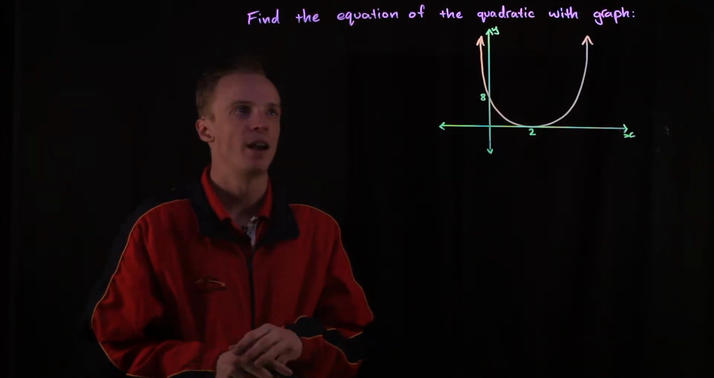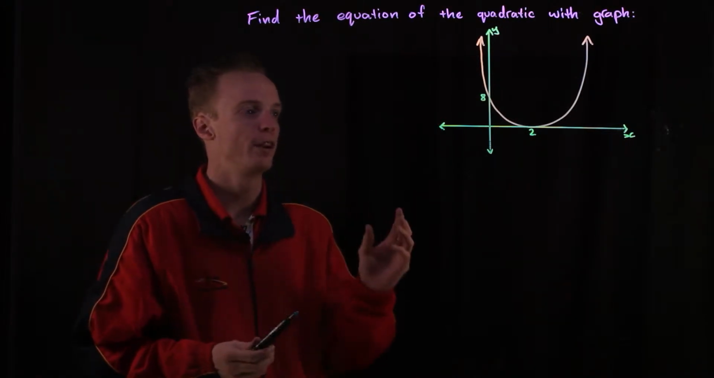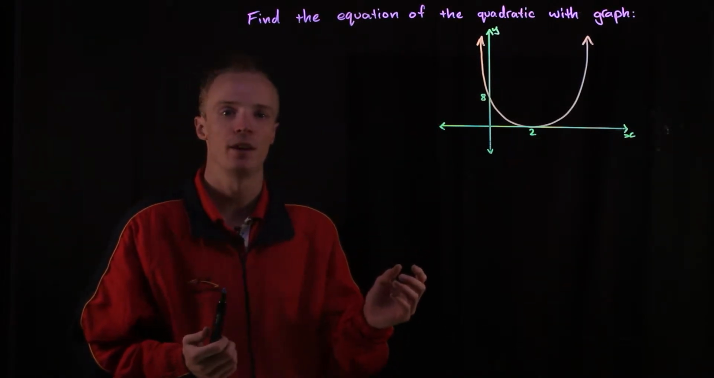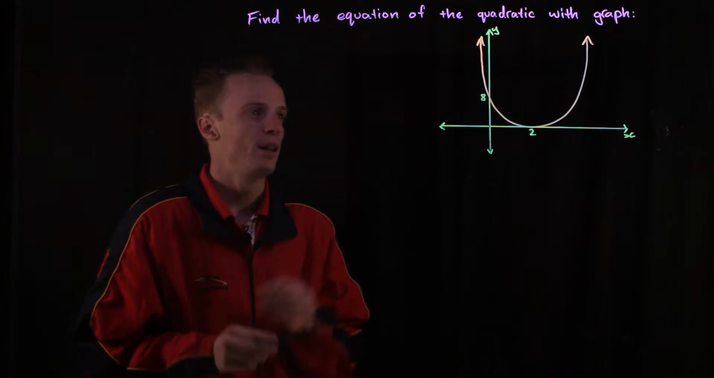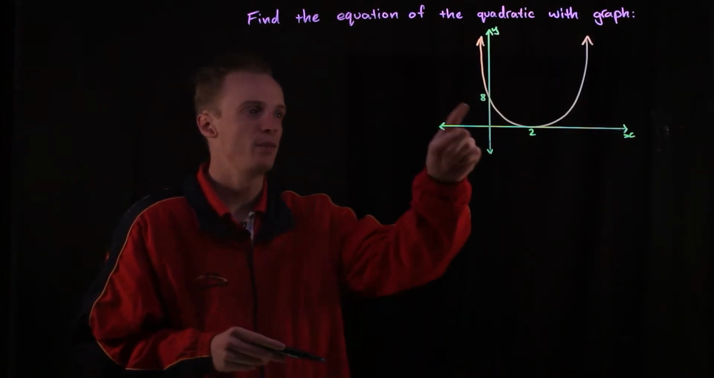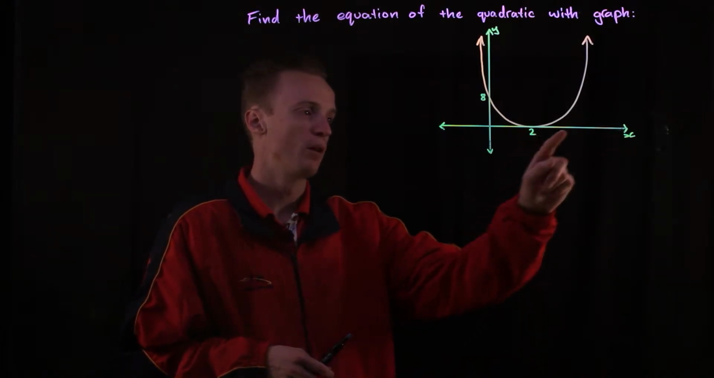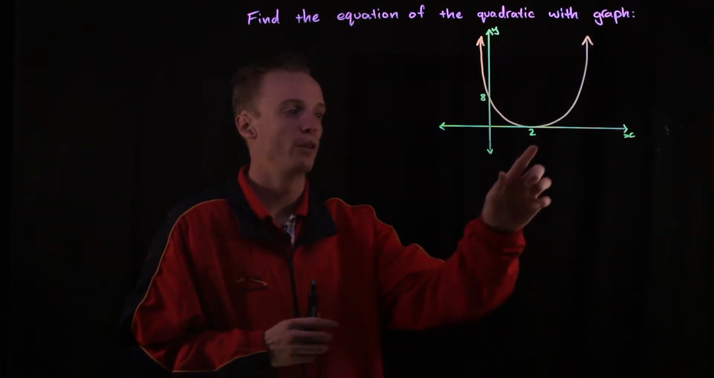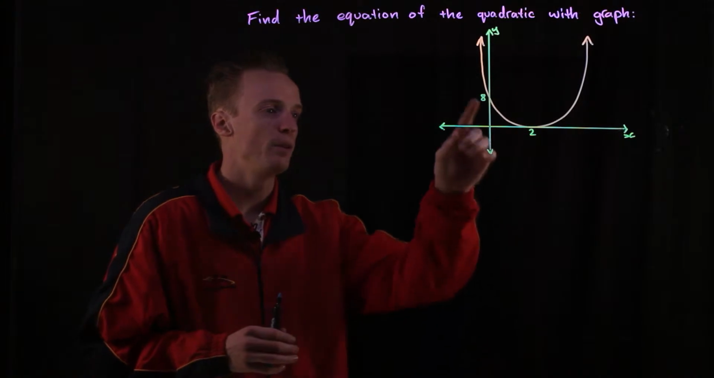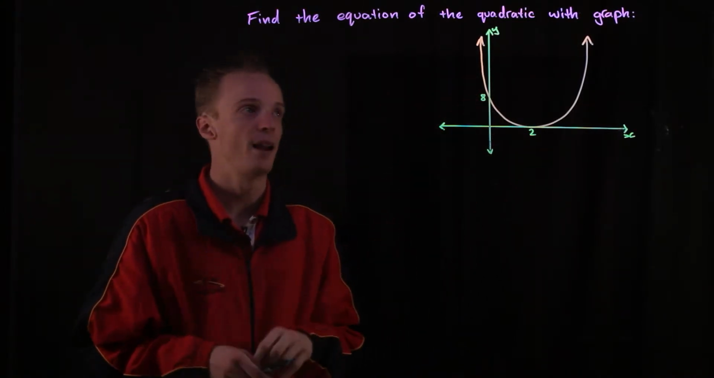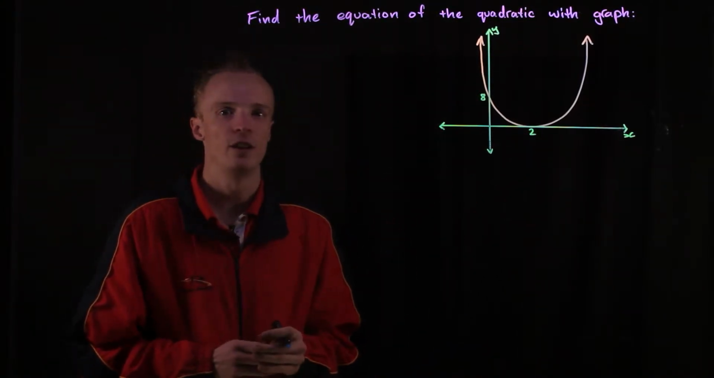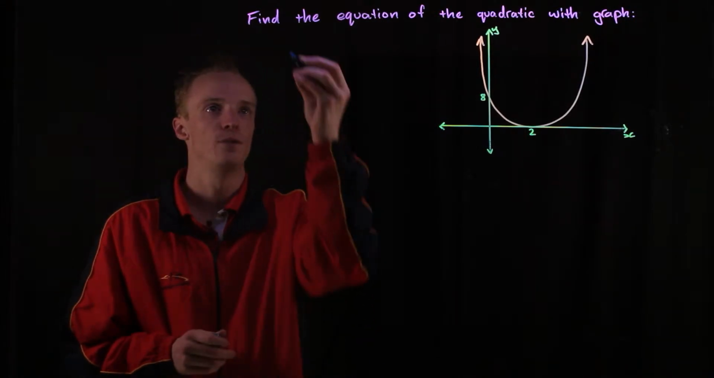Let's now take a look at how we might find the equation of quadratics if we know the vertex of our quadratic and one other point. Now that point can be any point, doesn't have to be the y-intercept, but here we can see that the vertex occurs right on the x-axis at the coordinate (2, 0), and our other point that we know is the y-intercept at 8.